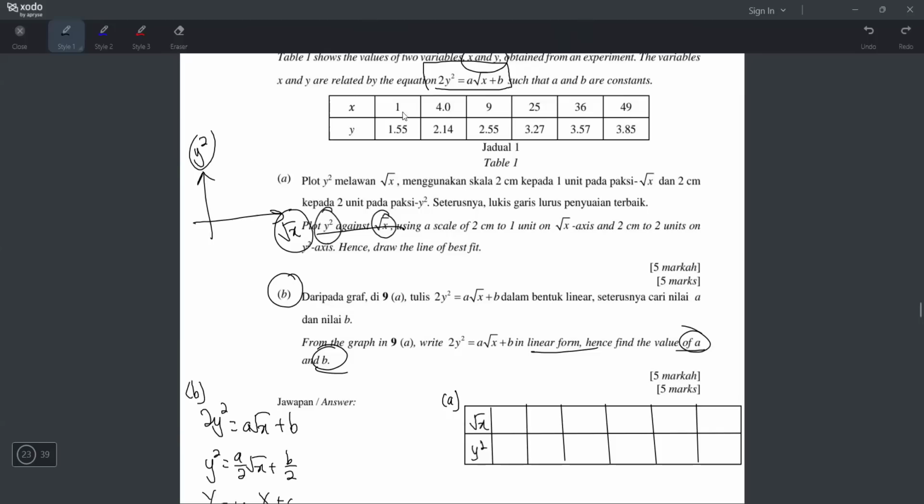So you have to square root everything here. Square root 1, 1. Square root 4, 2. Square root 9, 3. Square root 25, 5. Square root 36 is 6. Square root 49 is 7. Okay, and then for the y square, you have to square all of these.